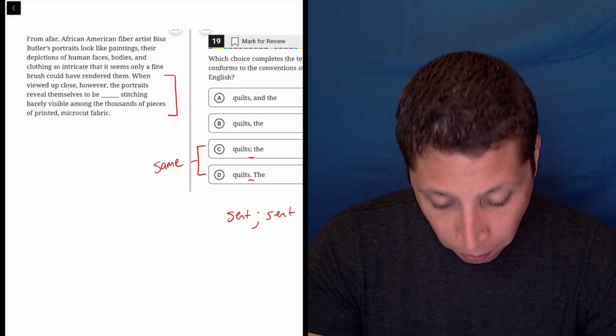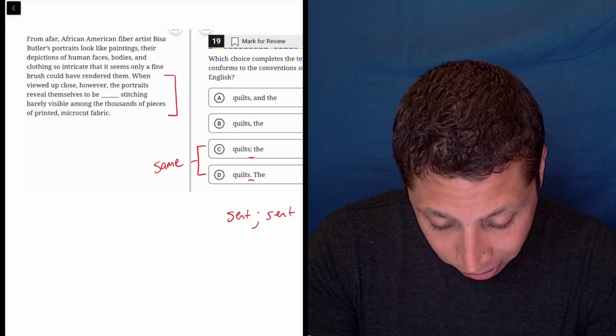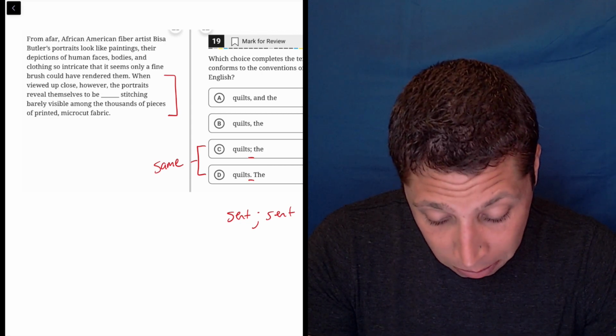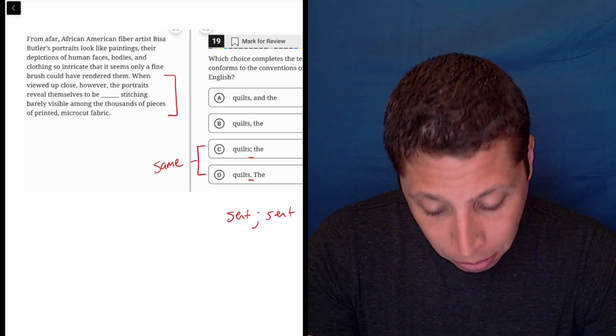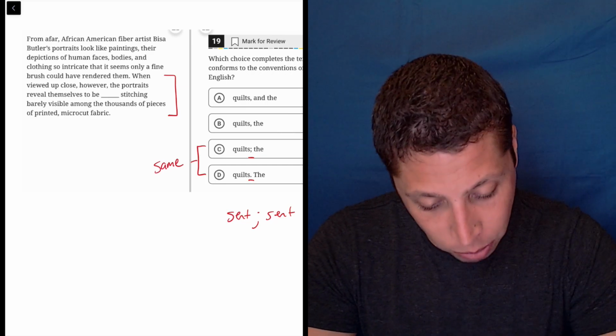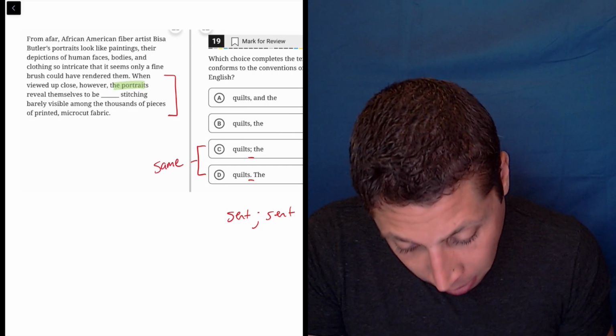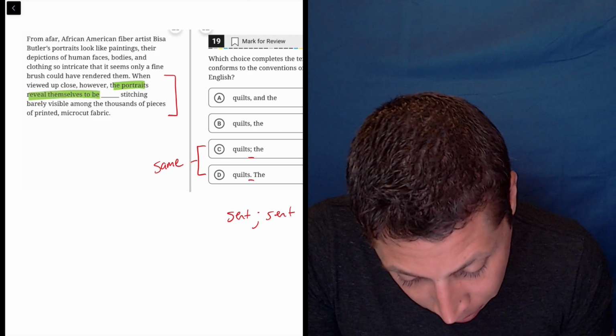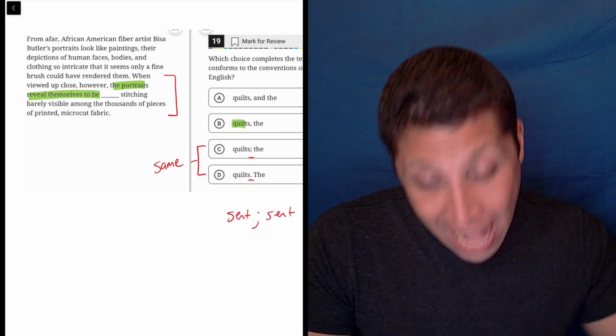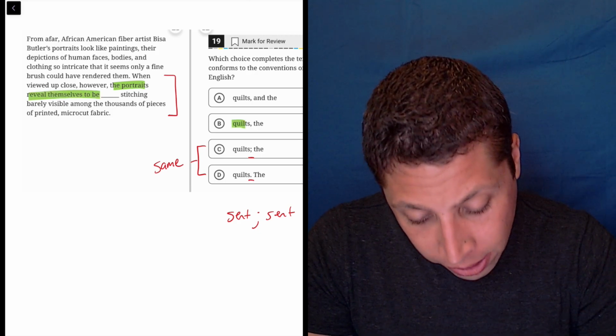When viewed up close, however, the portraits reveal themselves to be quilts, the stitching barely visible among the thousands of pieces of printed microcut fabric. Okay, so here's what I see. The portraits reveal themselves to be quilts. That's my sentence. Everything else is extra.